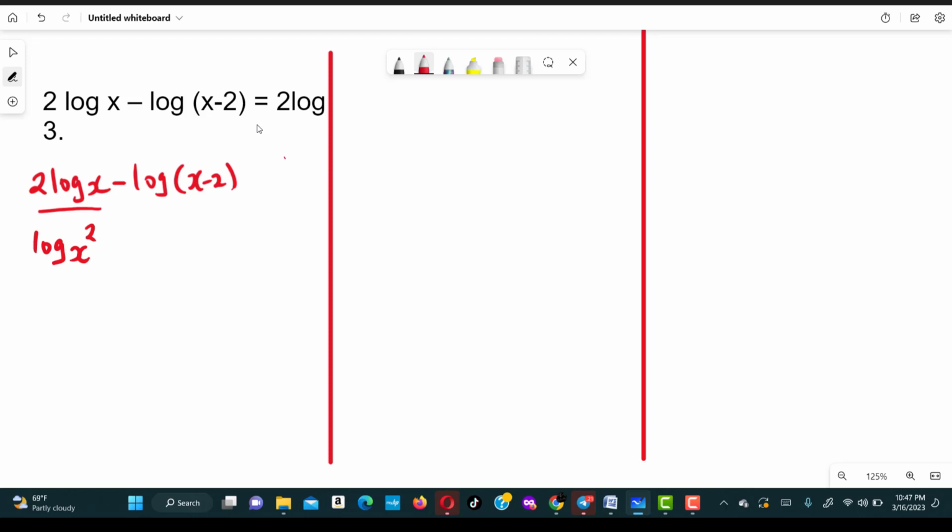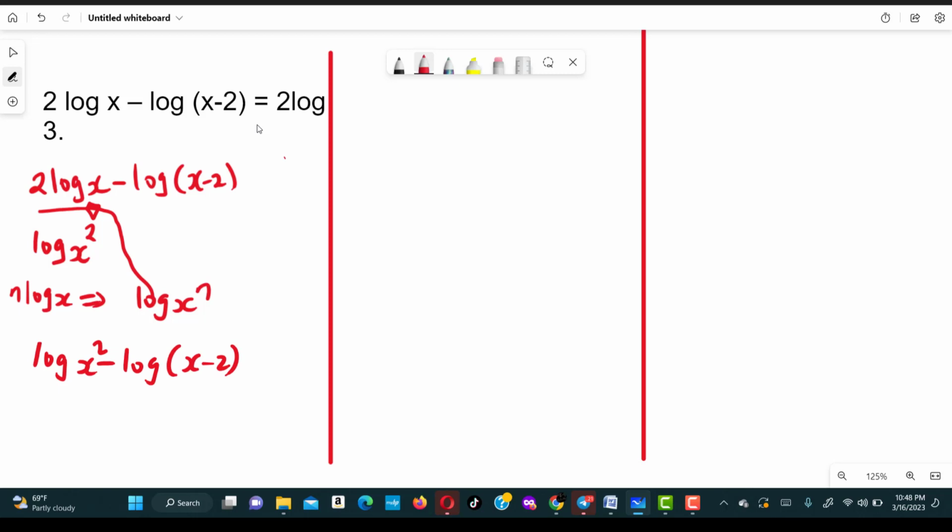This is from a rule called the power rule. Whenever we have n log x, this can be simplified to log x to the power of n. So this is exactly the same as this. Now, the left hand side can be rewritten as log x squared minus log of x minus 2.